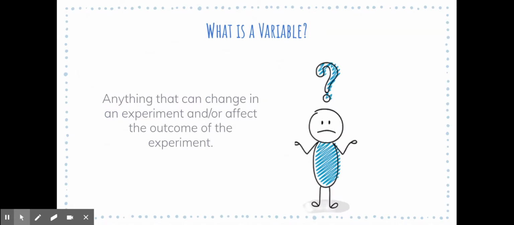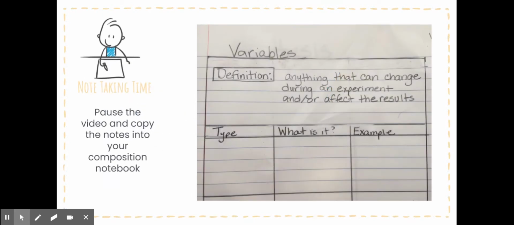So what is a variable? A variable is an important part of science projects and experiments. It's basically any factor that can be controlled, changed, or measured in an experiment. Scientific experiments have several types of variables. Please pause the video and copy these notes into your composition notebook.